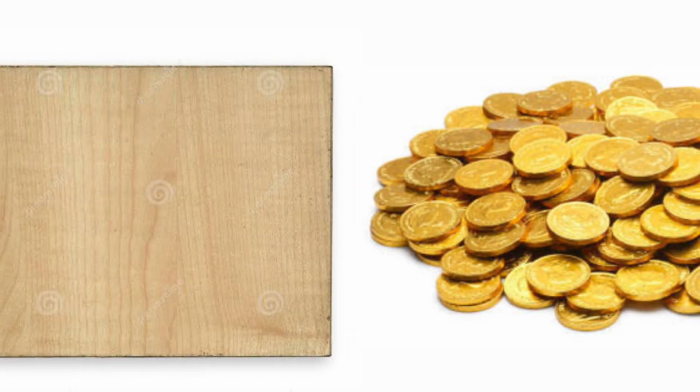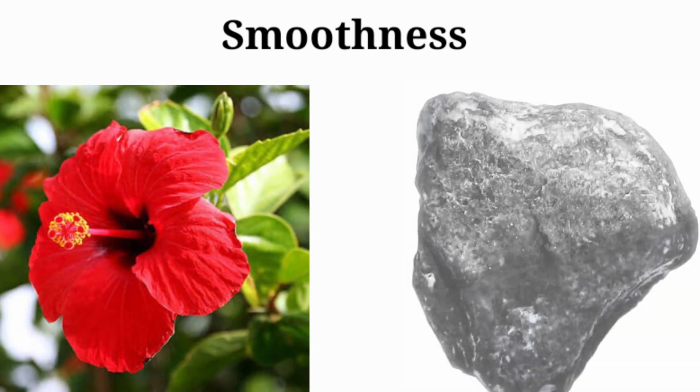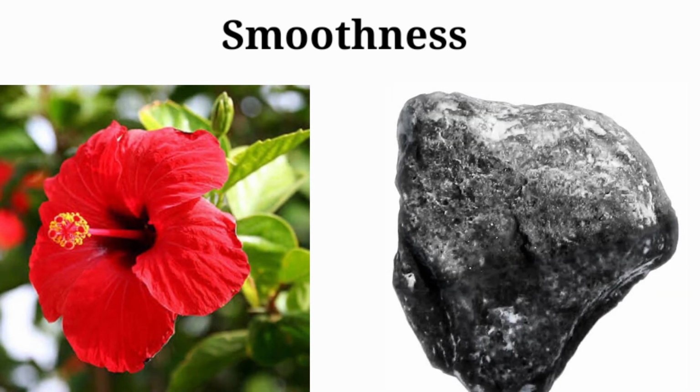If you see a piece of wood and some gold coins, then what do you observe? The piece of wood appears dull, whereas the gold coins are very shiny. So this shining property of material is known as luster. To understand smoothness of the material, touch the petals of a flower and touch the surface of a stone. You feel the smoothness of the petals of the flower, whereas the stone feels very rough.